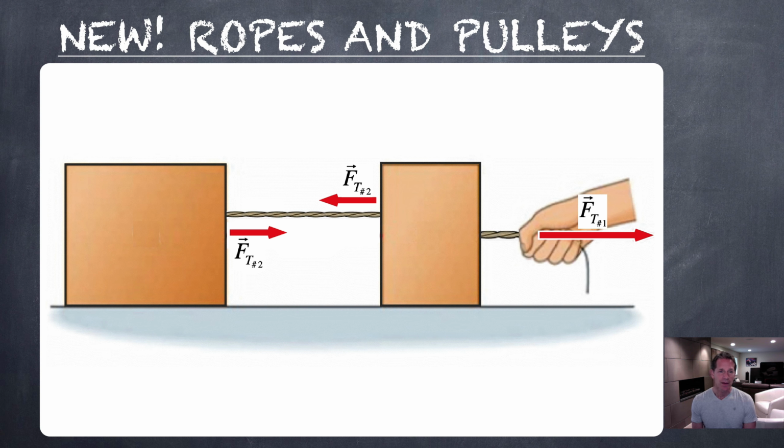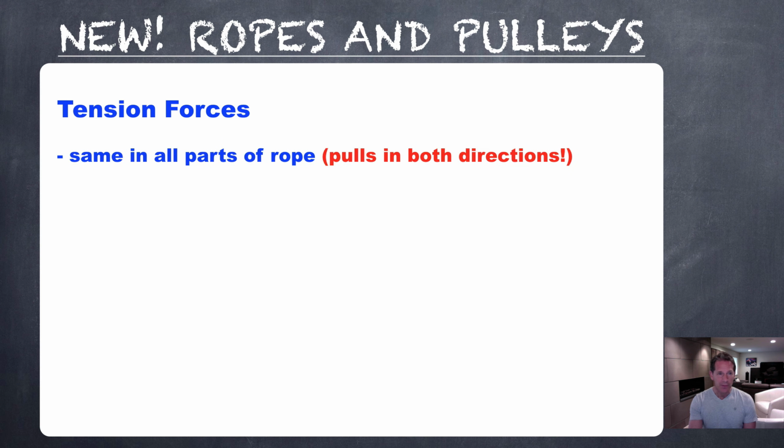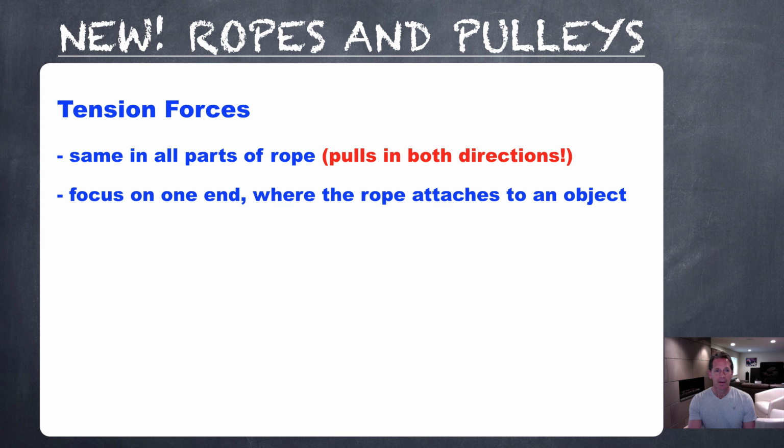But notice within the second rope, the force of tension pulling backwards and the force of tension pulling forward, that's Ft2, are the same in both cases because it's in the same rope. So when you're dealing with forces of tension in ropes, first, that force of tension is the same in all parts of the rope, and ropes pull in both directions. And second, when you're drawing your free body diagram, it helps to focus on just one end of the rope, where the rope is actually attached to the object.